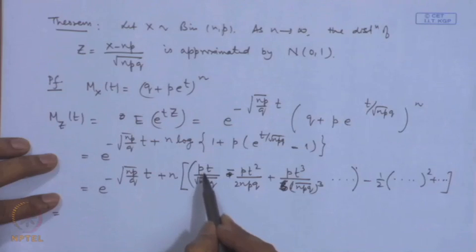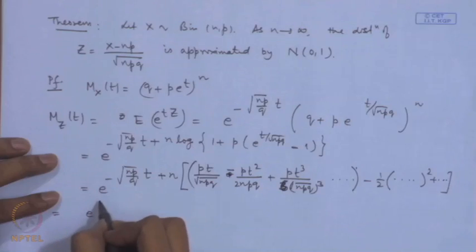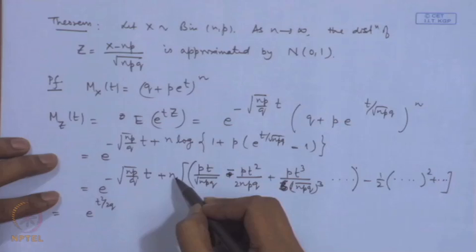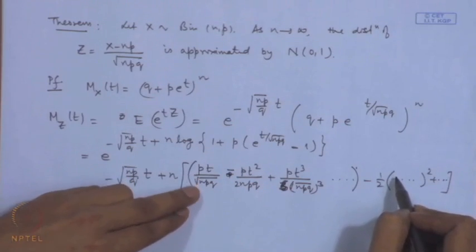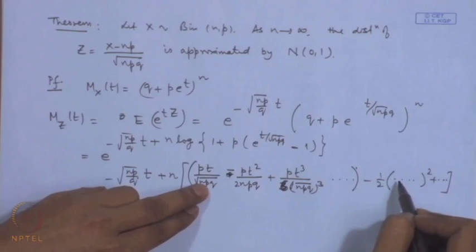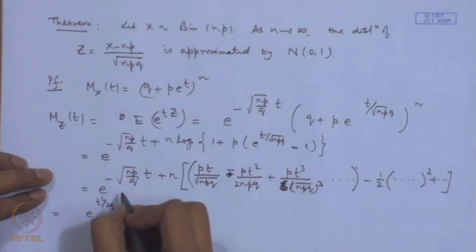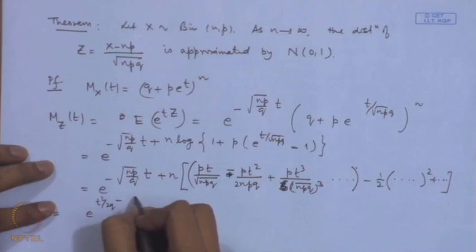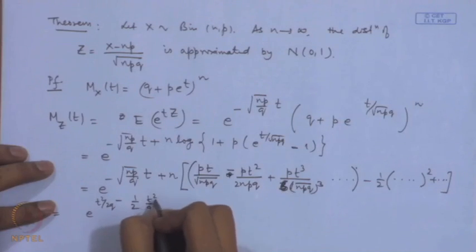Now, if you expand this, the first term root n p by q t, this term will cancel with this, you will get e to the power t square by 2 q, because if you consider this, p will cancel out and this n cancels out. So, you get t square by 2 q, and here if you consider the square, you will get p square by p. So, that p will remain there and then one q is coming here. So, you get here 1 minus this minus half t square by q into p.